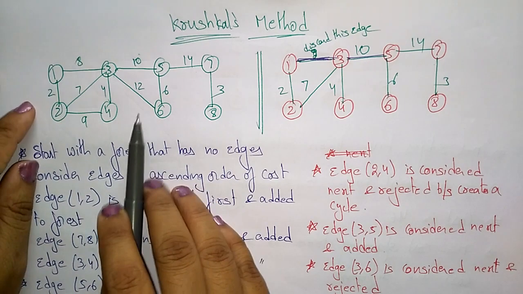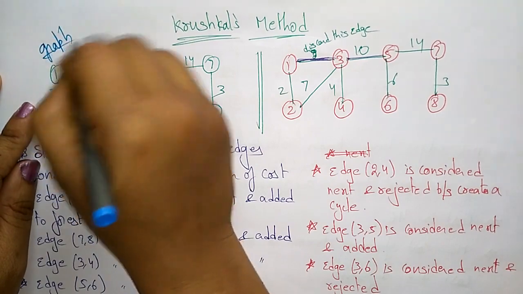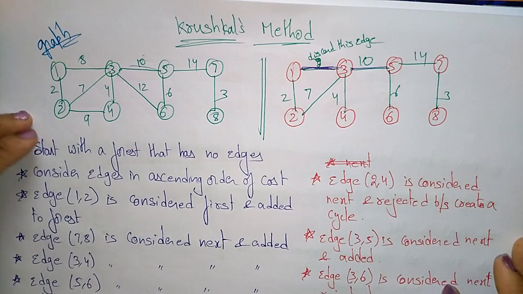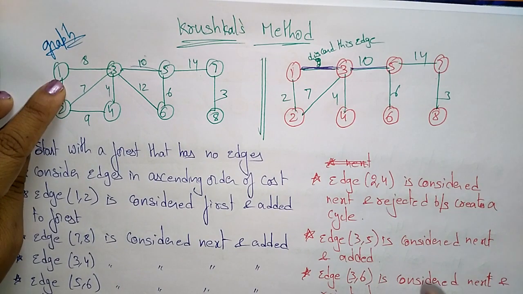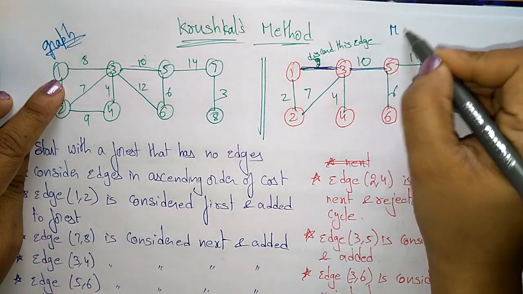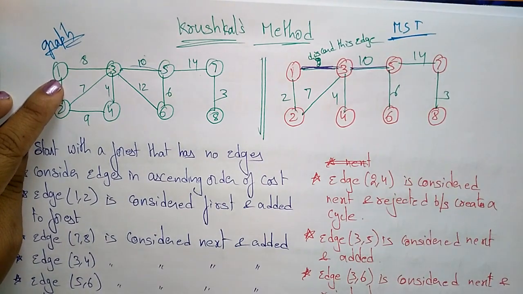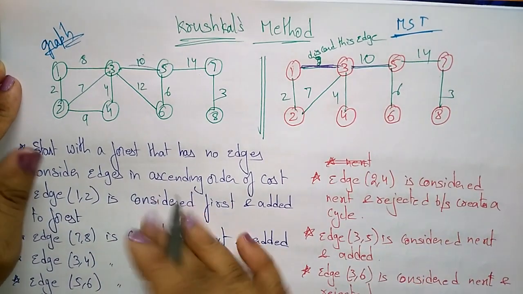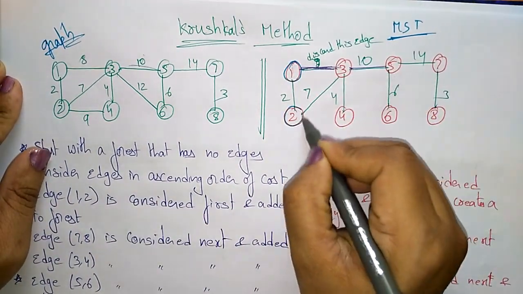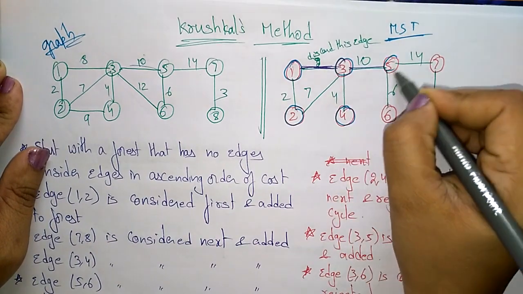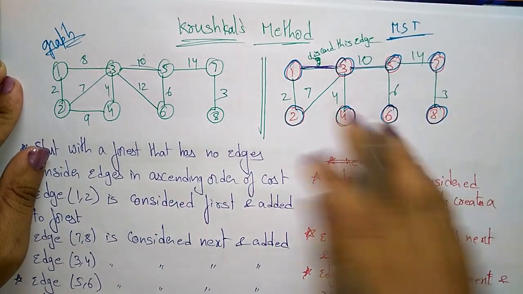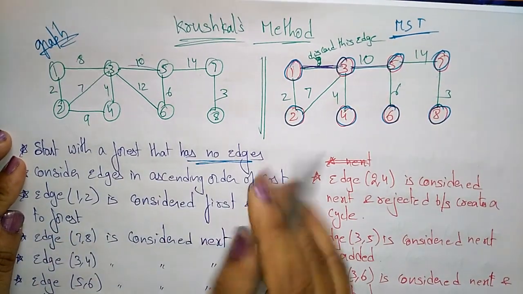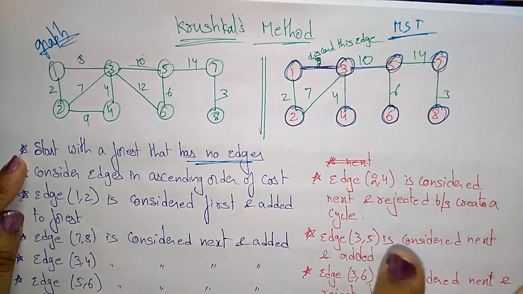Now let us take this graph, which has cycles. So these are the cycles, 3 cycles in total. You have to make this graph a minimum spanning tree by using Kruskal's algorithm. In Kruskal's algorithm, first you have to take only the vertices 1, 2, 3, 4, 5, 6, 7, 8. First take only the vertices. Start with a forest that has no edges. So starting, it doesn't have any edges.